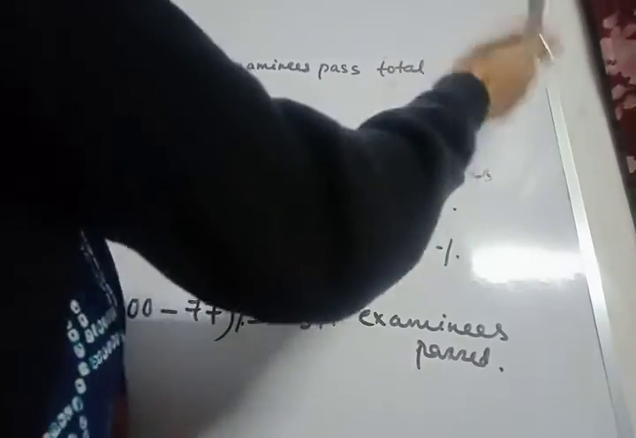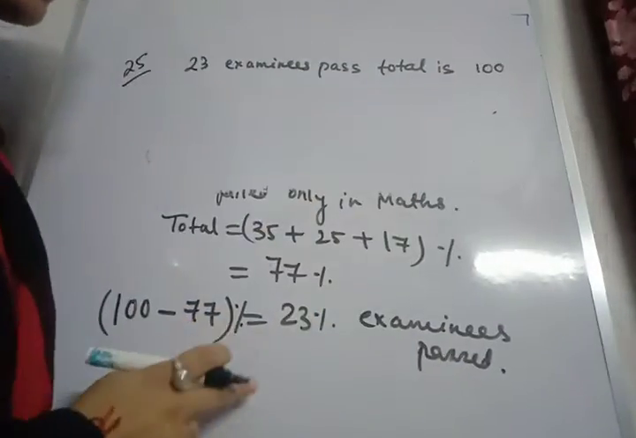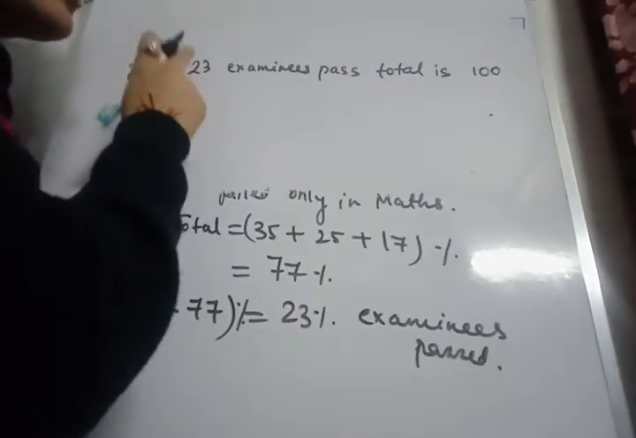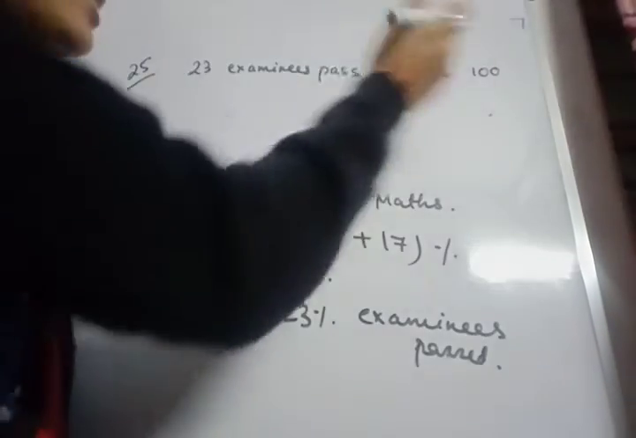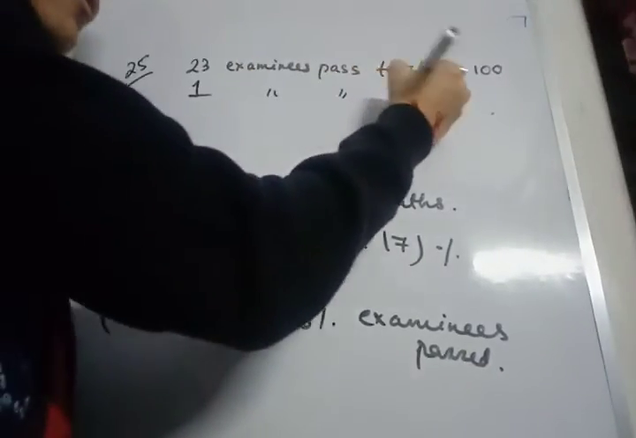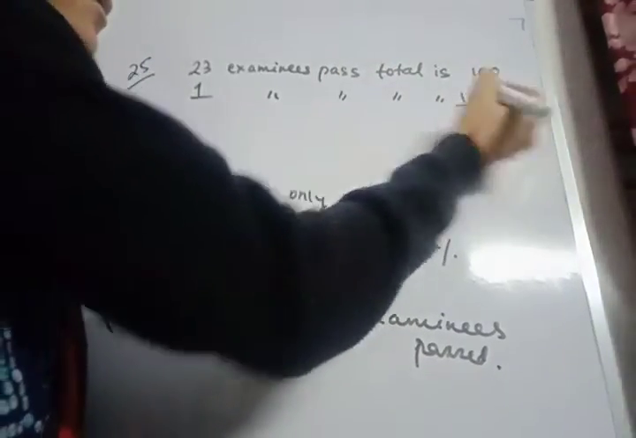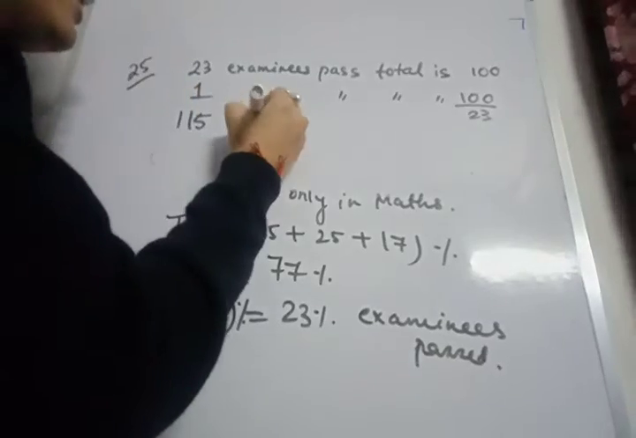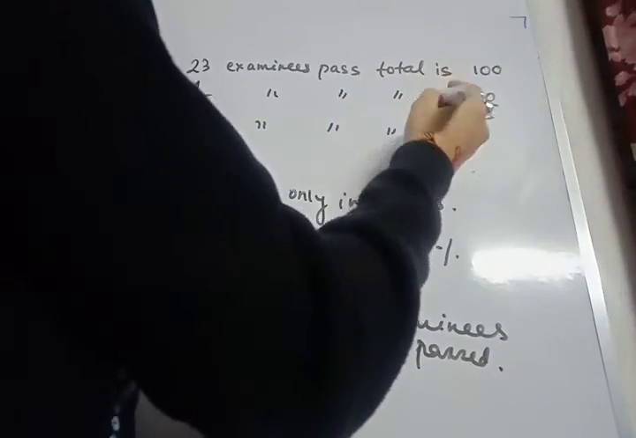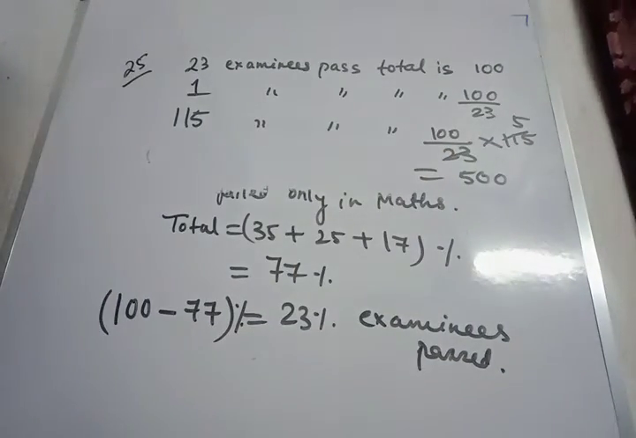Total is 100, because we are considering this with respect to 100% only. So 23 examinees passed if the total number of examinees is 100. One examinee pass if total is what? 100 by 23. Then if 115 examinees pass, then the total number of examinees how much? 100 by 23 into 115. 23 5s are 115. So 500 is the total number of examinees.